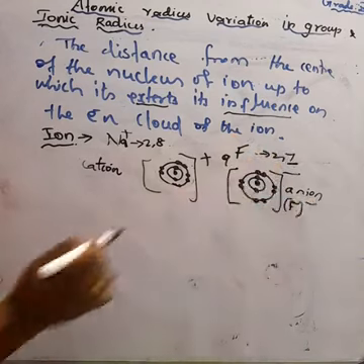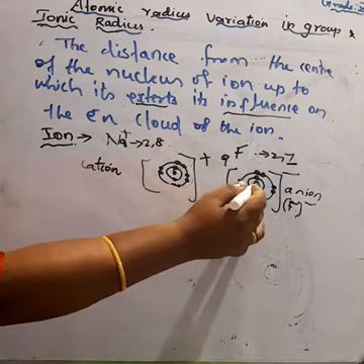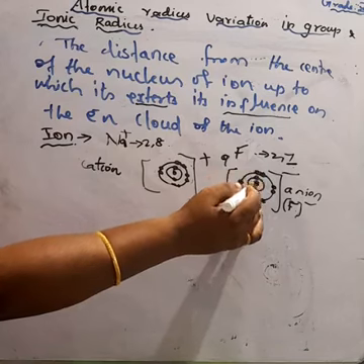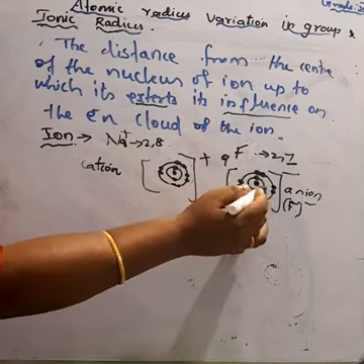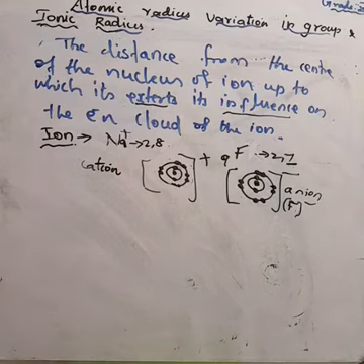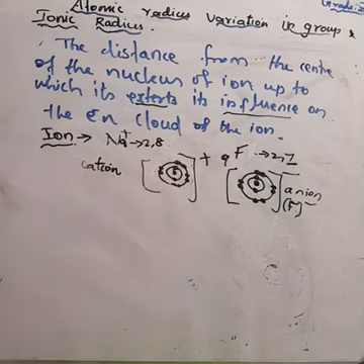So what do you mean by ionic radius? Ionic radius is defined as the distance from the center of the nucleus of the ion up to which it exerts its influence on the electron cloud of the ion. Wherever the electron cloud takes place, there is that distance, from the center of the nucleus to the outer shell electrons. That is called ionic radius.